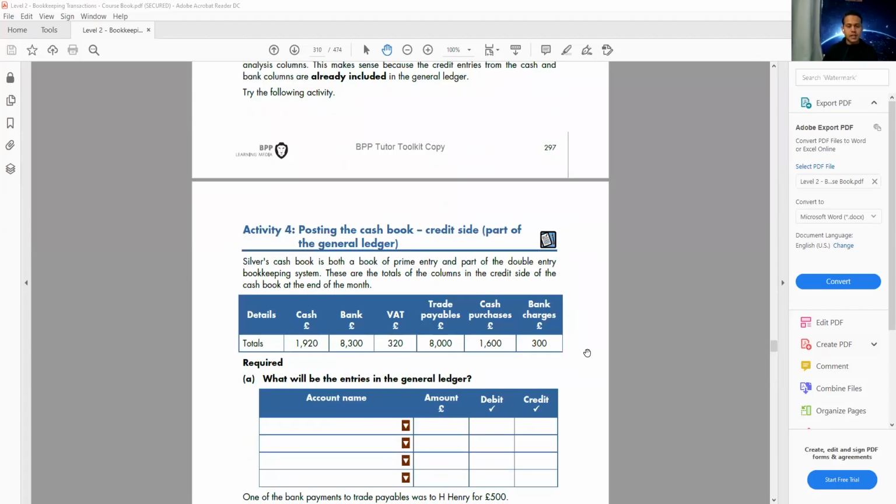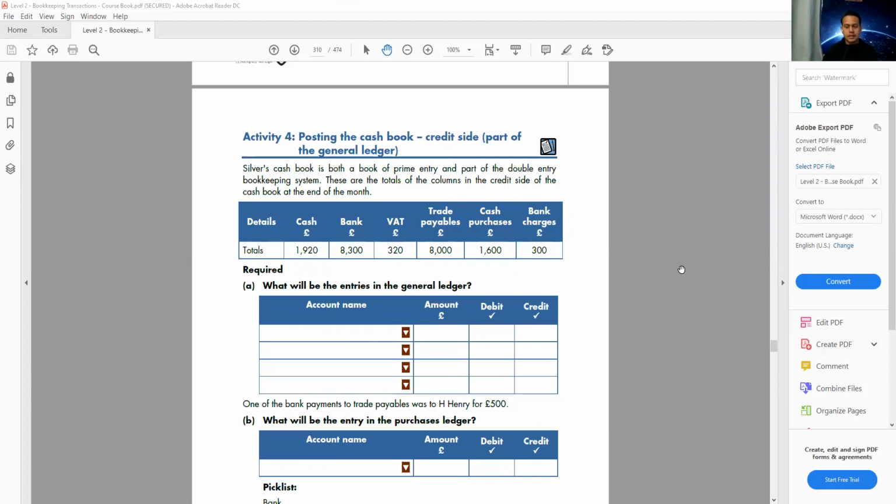Posting from the cash book credit side, but this time this is a book that is part of general ledger. When this is a part of general ledger, I don't take the cash and bank. Remember that. So I only take VAT, then purchase ledger control, cash purchase, and bank charges. And all will be our debit. The same thing we did before. J. Henry 500 debit. Only here the difference is I don't take the cash and bank because this is a part of general ledger.